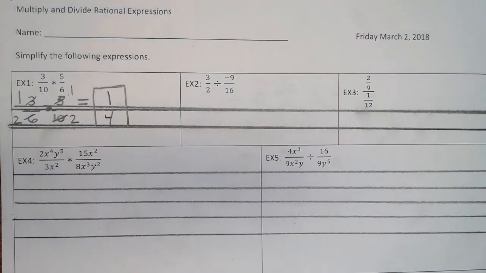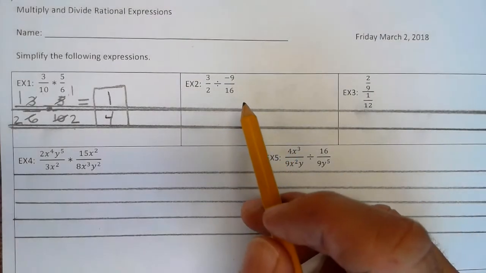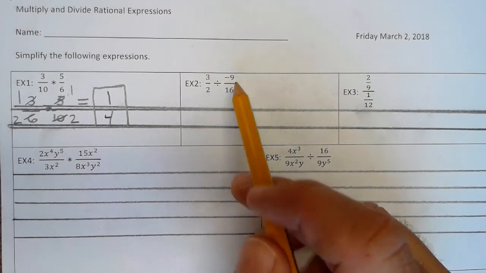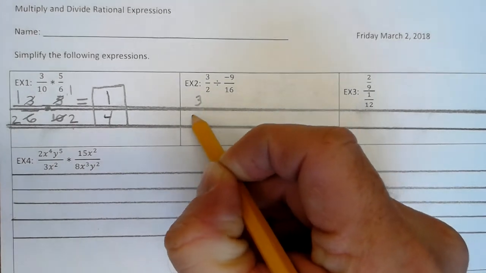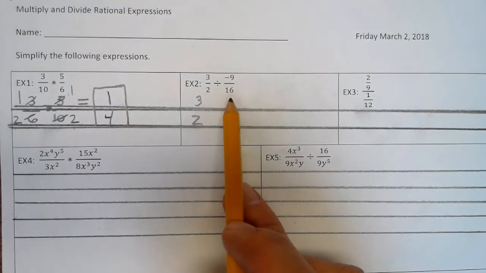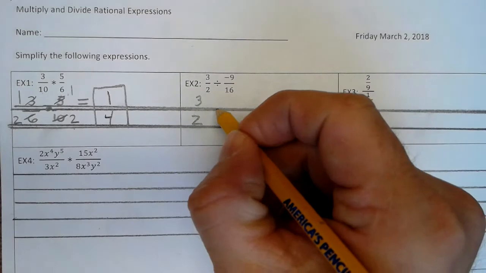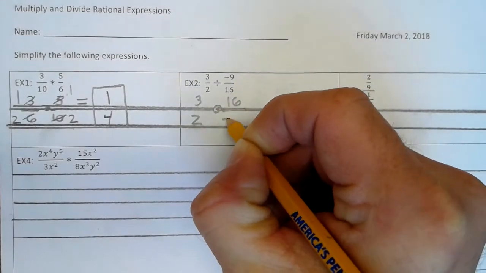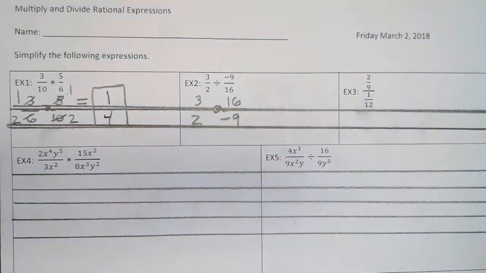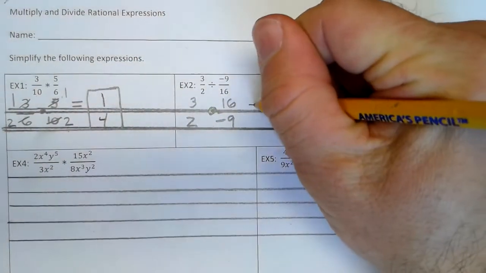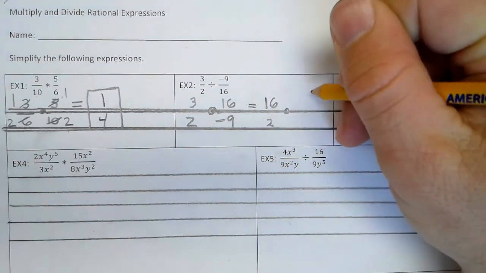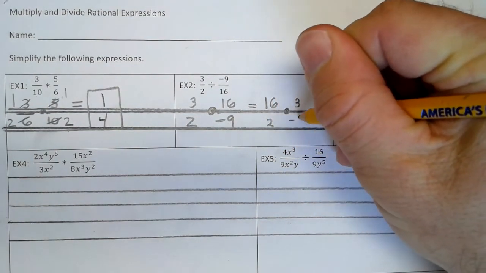So when dividing rational expressions, we first rewrite as multiplication by the reciprocal. An easy way to remember that is you flip and multiply. So 3 divided by 2 divided by negative 9/16 becomes 3 divided by 2 times 16 divided by negative 9. And we're going to rewrite this as 16 divided by 2 times 3 divided by negative 9.